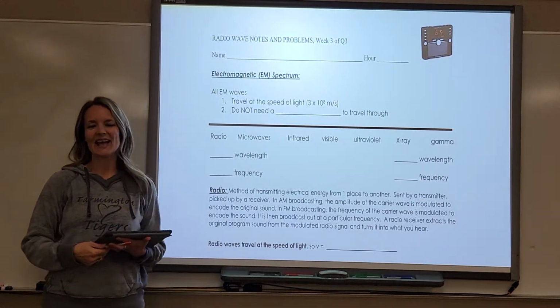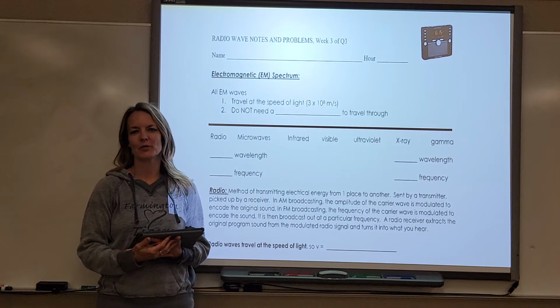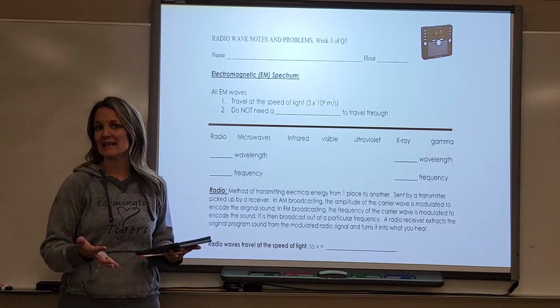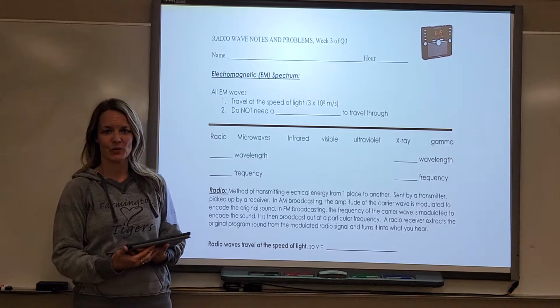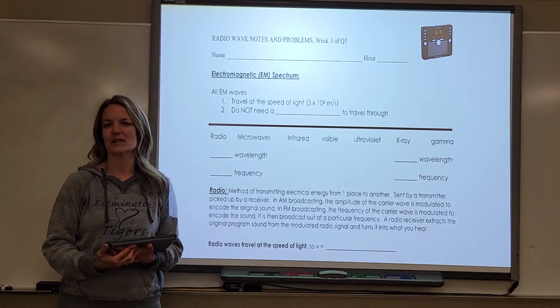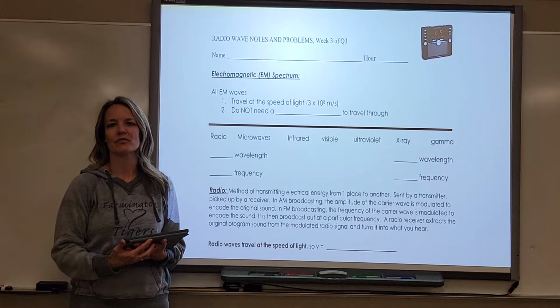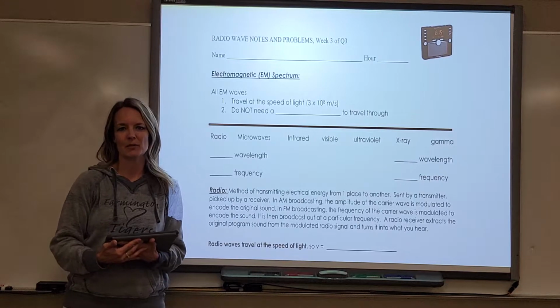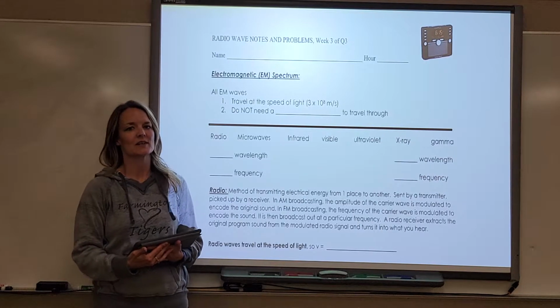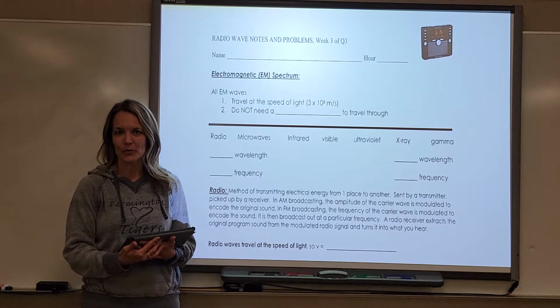Hi, welcome back. For the last 2 weeks, we have been talking about waves. The first week, we learned the basics of waves and some of the equations to go with it. Last week, we focused on sound waves, how they travel, how temperature and medium affects them. And this week, we're going to specifically learn about radio waves.